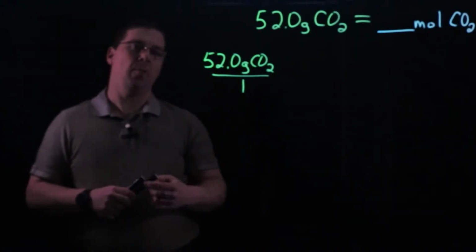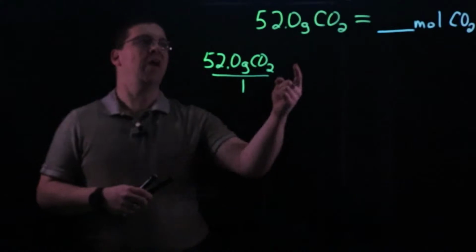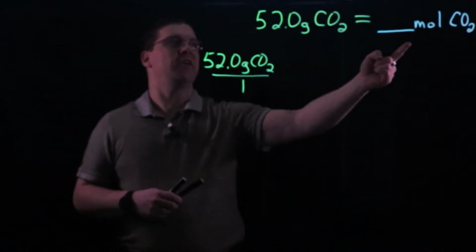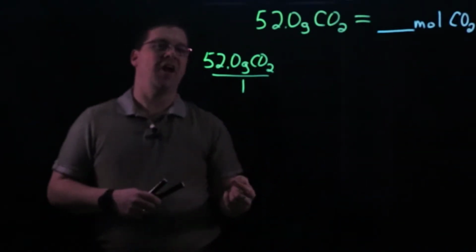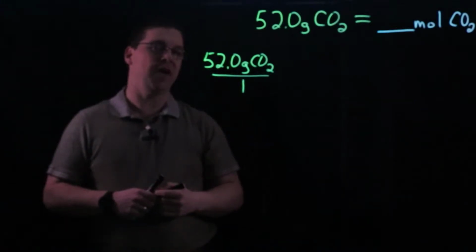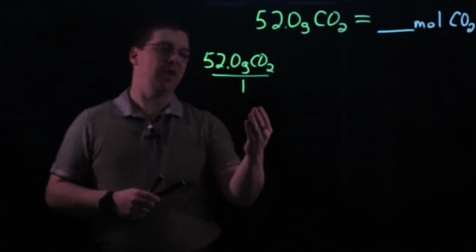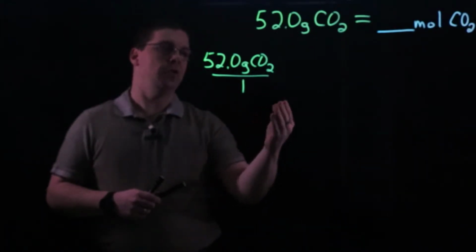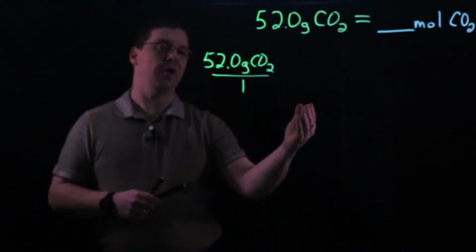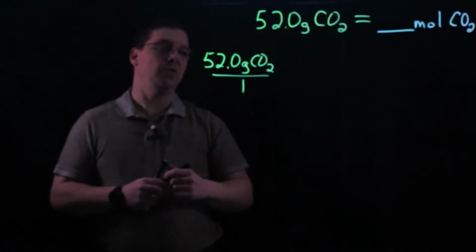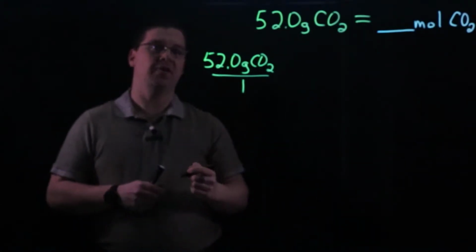And if I think about my units, I want to get away from the grams and I want to get to moles. So that means that I need to set that molar mass conversion factor up so that the grams are going to disappear. So when I look at my setup, do my grams need to go in the numerator or the denominator? Hopefully you said the denominator so that they can factor out.